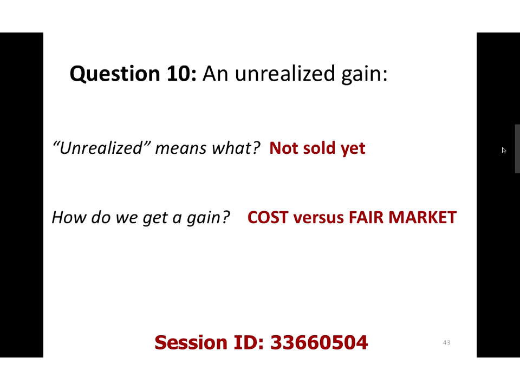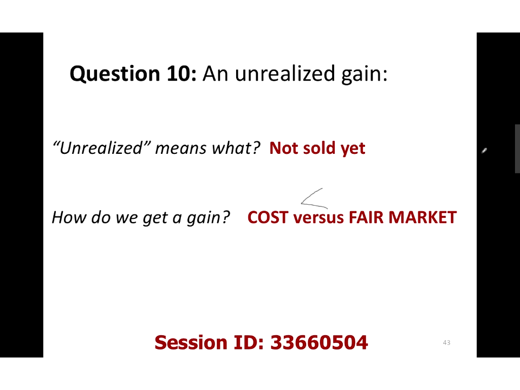So we know that. And then how do we get a gain? When we're talking about a gain, it means comparing our cost or carrying value to the market value or the fair market value. A gain means that our cost is less than fair market value, or fair market value is greater than cost, whichever way you want to look at it. But when we talk about a gain, it's because our cost is less than fair market. So we have the word unrealized, which means not sold yet. And then the gain.